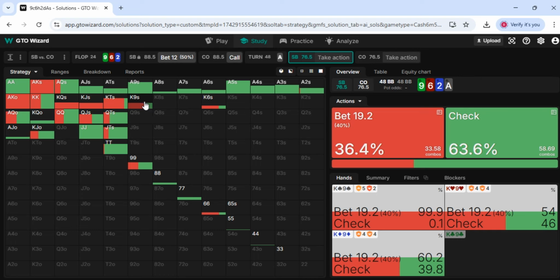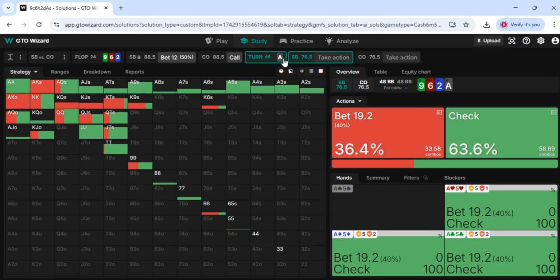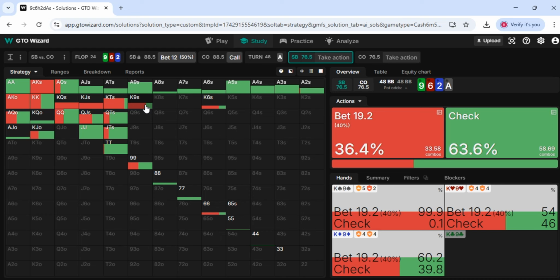When they bet 50 on the flop and they check on an ace turn, they are going to be underfolding to a stab. Why? Because they're going to bet their air on the turn. So when they check, they're too showdown heavy.